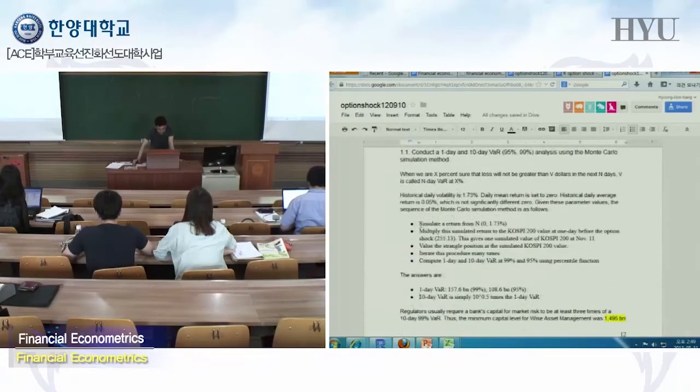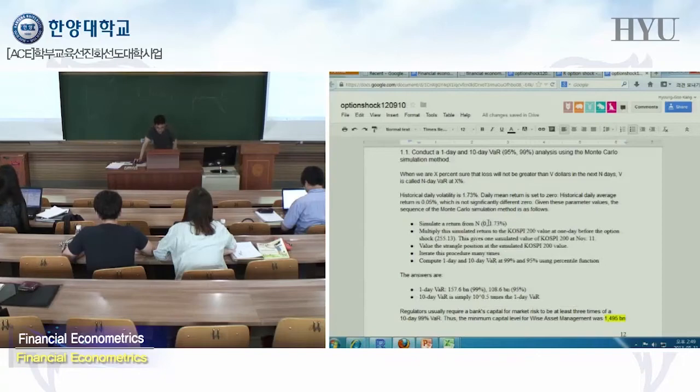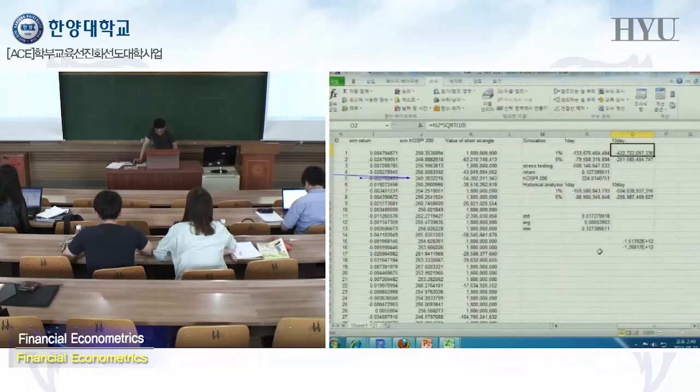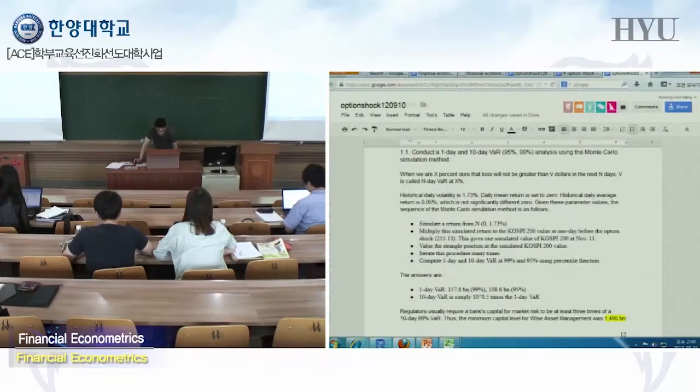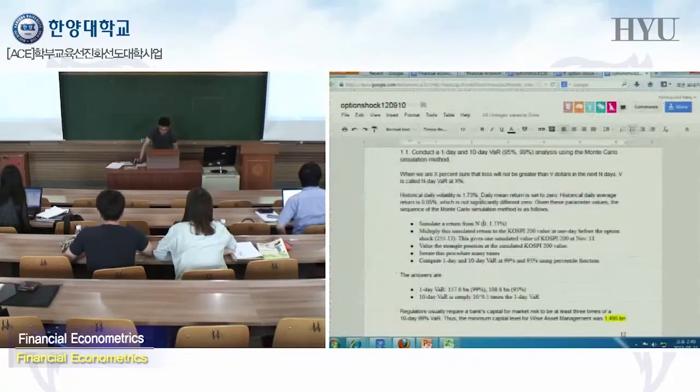Again, the procedure is to simulate returns from a normal distribution. Here I didn't use 0 for the mean, but I can; it doesn't matter. Here you get 1.73%, which is very close to 0, so it doesn't matter whether you use this value or 0. Here I use 0. Then multiply this simulated return by the KOSPI 200 value 1 day before the option shock, which is 253.13.